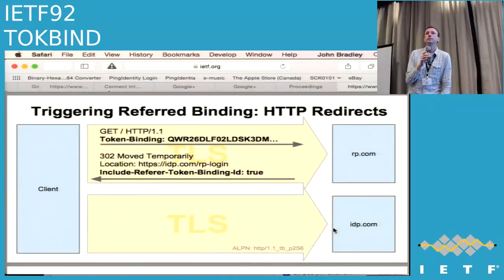Quick question? Yeah, Bill Mills is asking, if it's a public key, why do we need the permission to reveal it? For privacy reasons, to prevent correlation. To elaborate on that answer, to prevent correlation of user ID between the relying party and the identity provider.